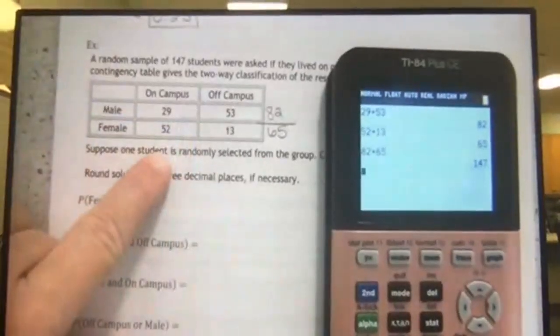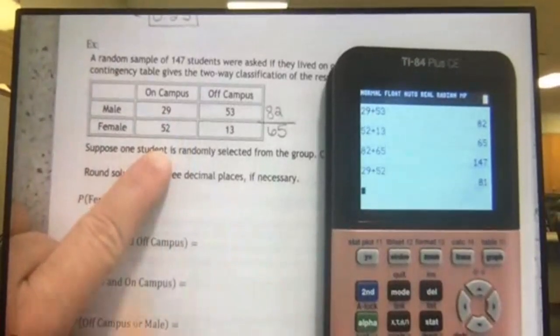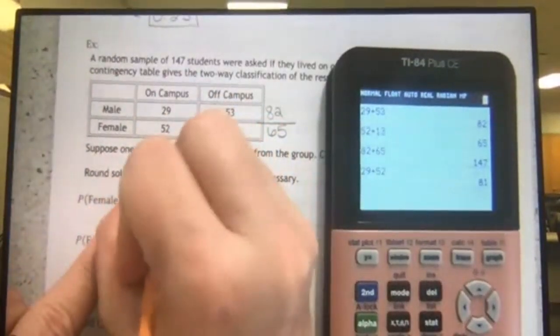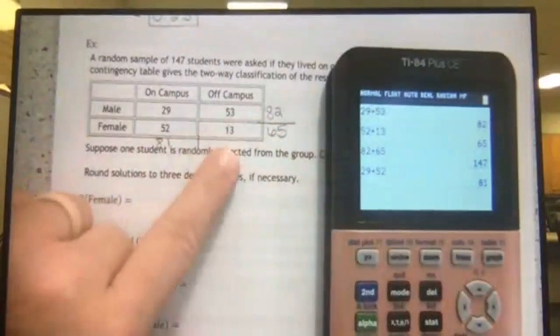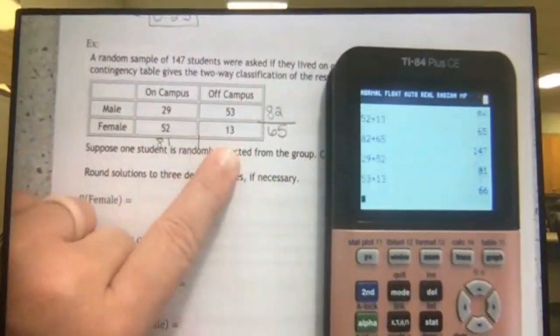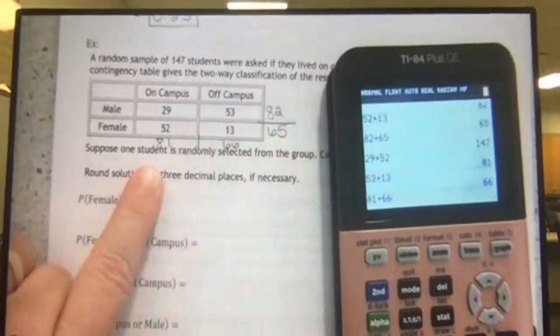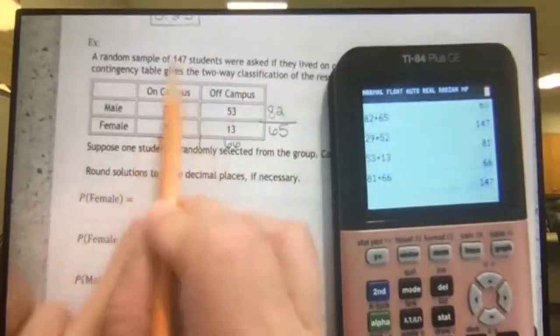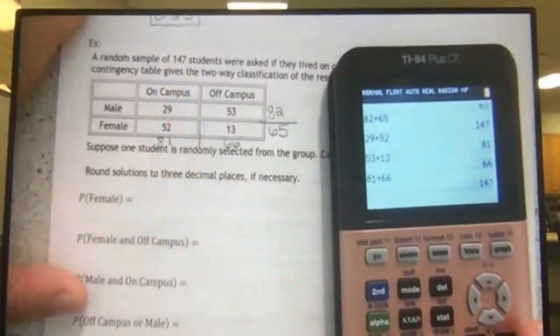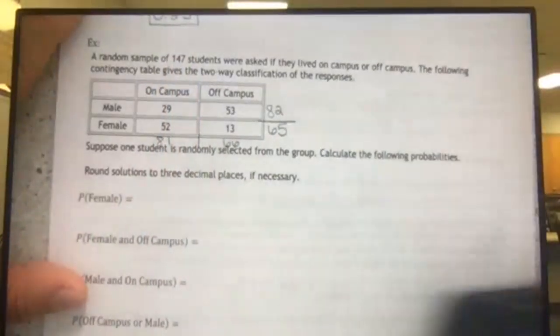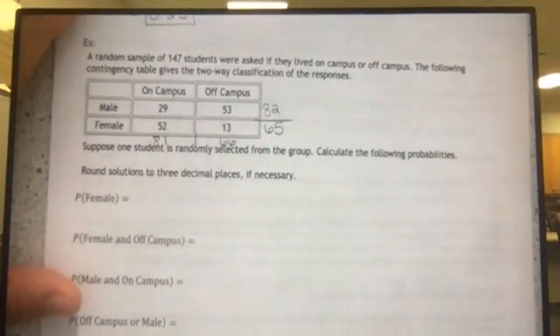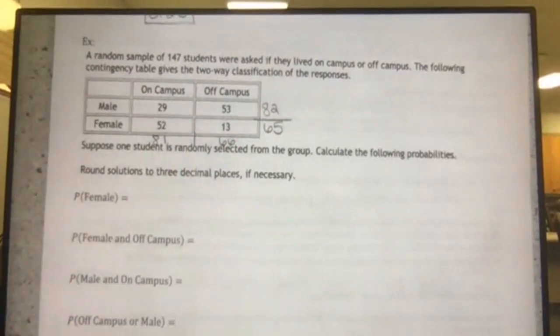Same thing for on campus. We have 29 plus 52, so total on campus should be 81. Off campus, 53 plus 13 more should give us 66. Total, just to check our work, 81 plus 66 should give us that total 147, which it does. So here's all of our totals. And it's just kind of personal preference. I just like to do that first always, so that way I'm done and have everything that I need.